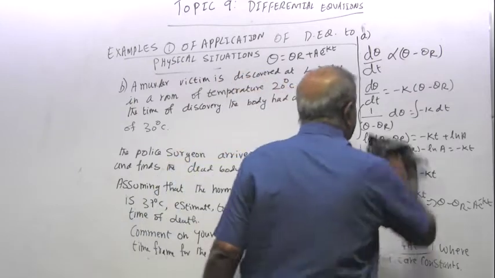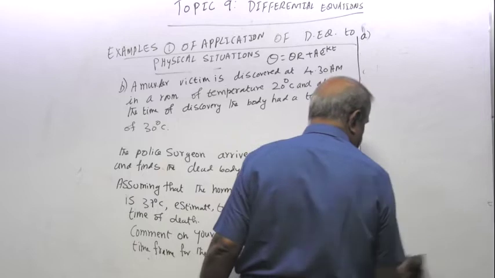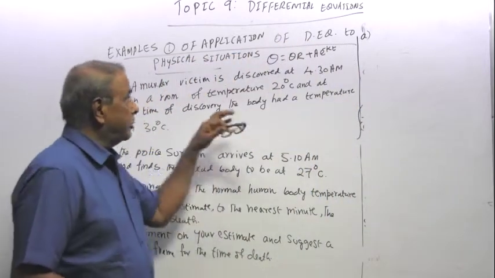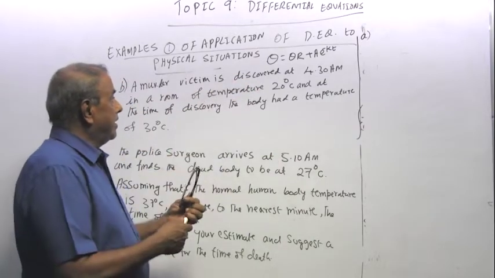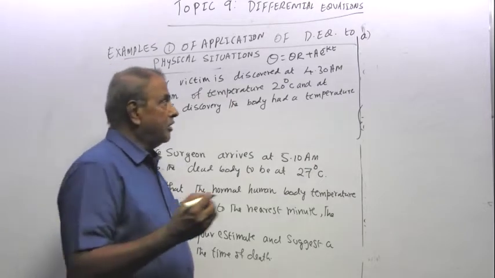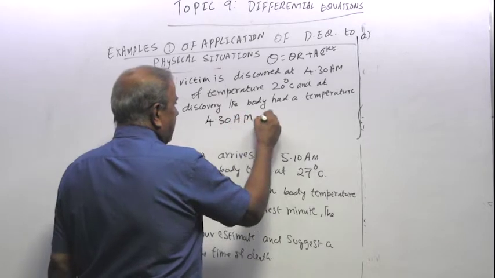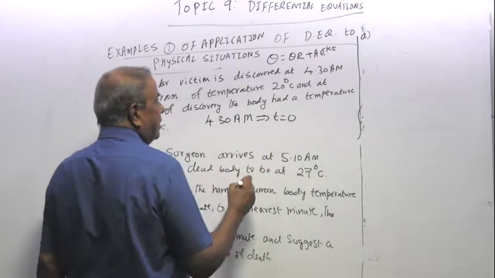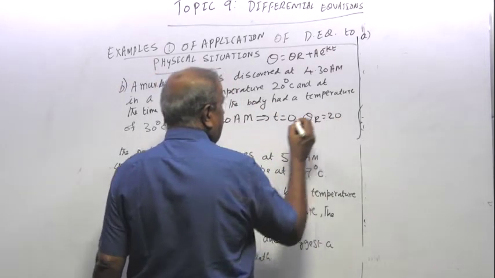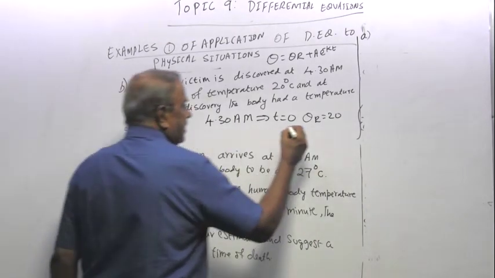So therefore, I'm going to rub this off because I'm going to use this space to answer each bit as we go on. So I'm assuming now the temperature is theta at time t. You have been given that a murder victim is discovered at 4:30 a.m. So you assume 4:30 a.m. is t equal to 0. The room temperature is 20 and the temperature of the dead body is 30 degrees Celsius.